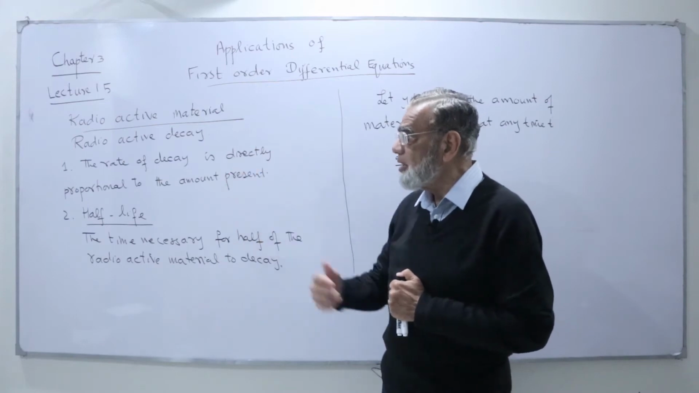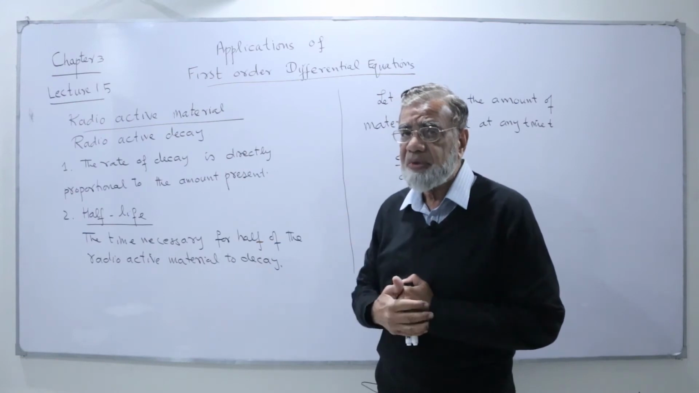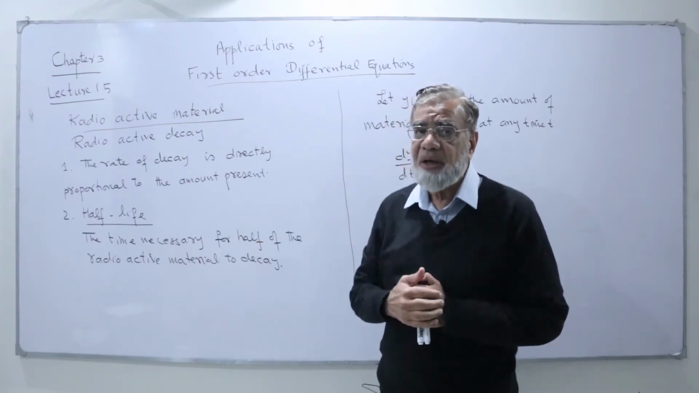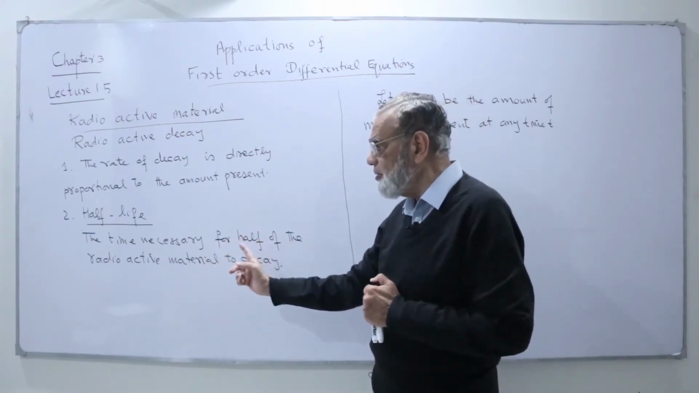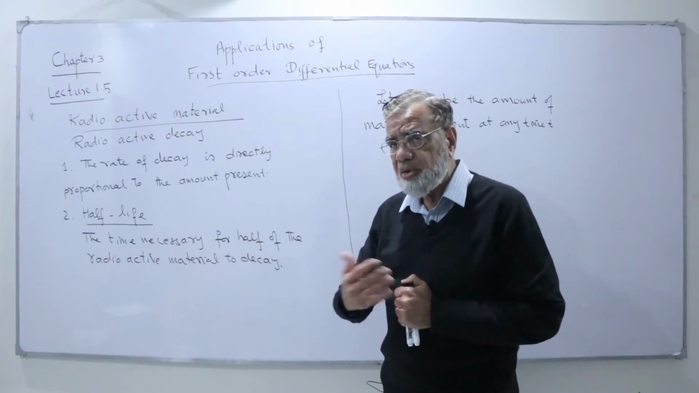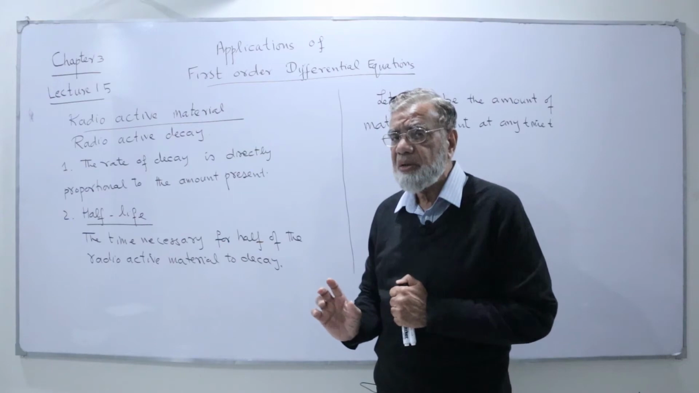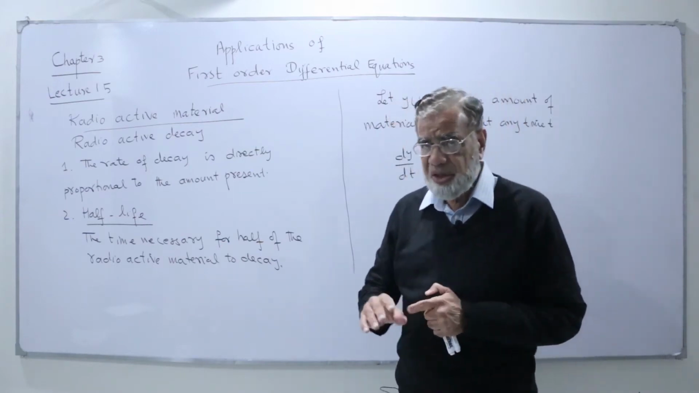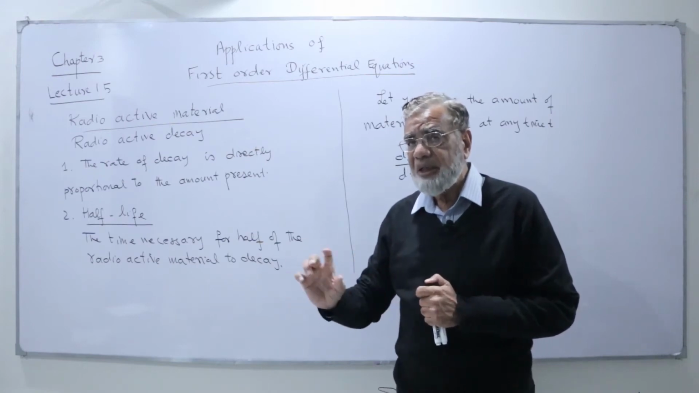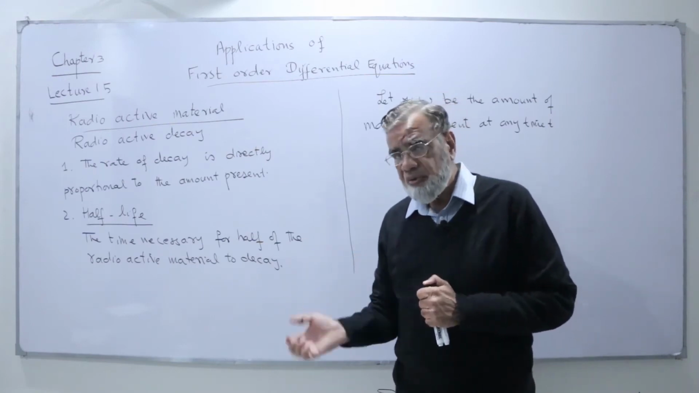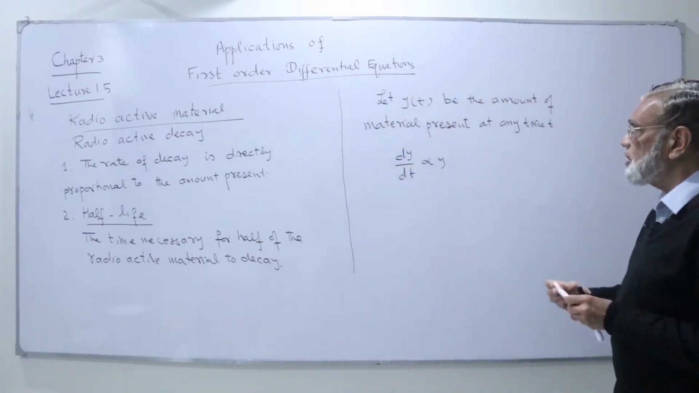So here we have the rate of decay is directly proportional to the amount present. This is rule number 1. Then an important concept is the half-life. What is the half-life? Half-life is the time necessary for half of the radioactive material to decay. If this is 100 milligram, and it decays to 50 milligram, we want to find the half-life. It means we want to find the time when the 100 milligram will decay to 50 milligram.